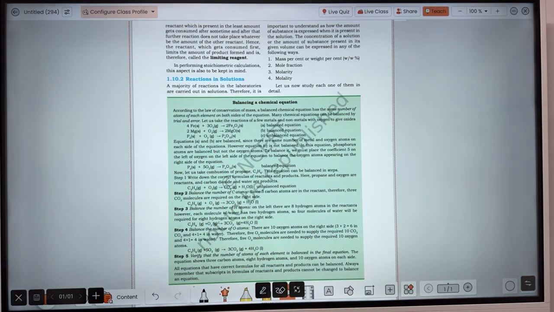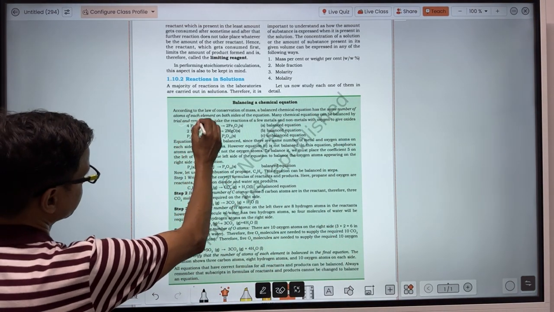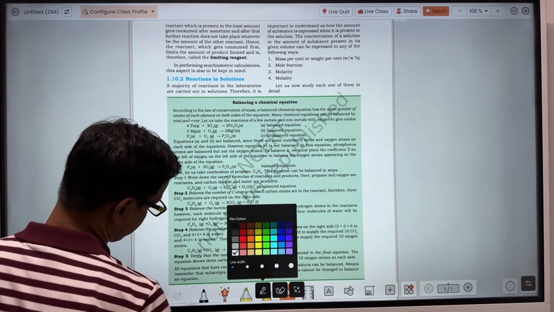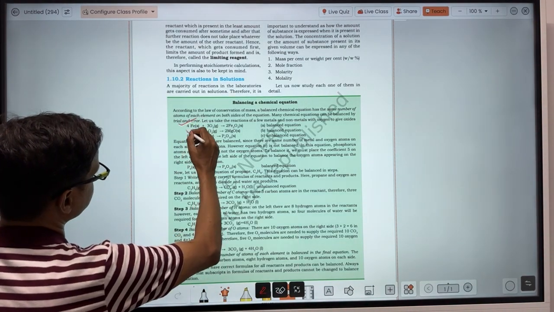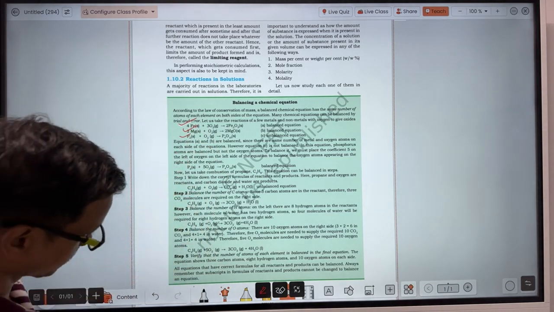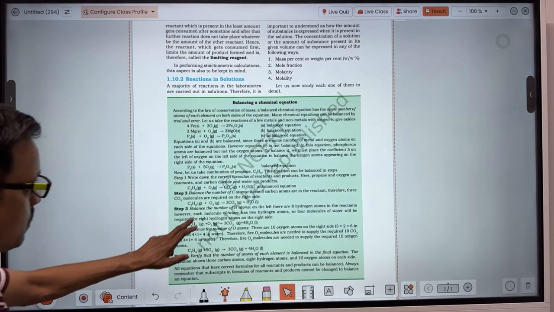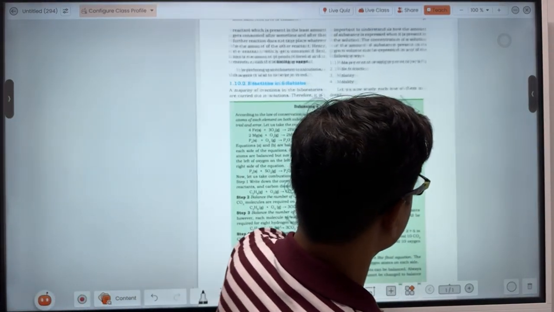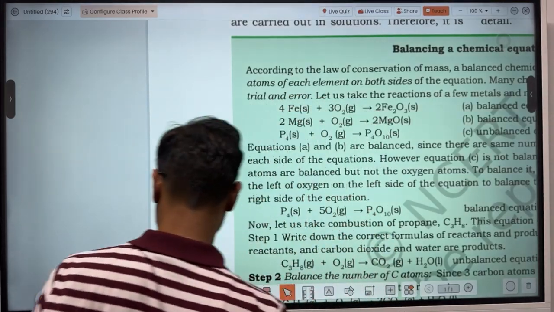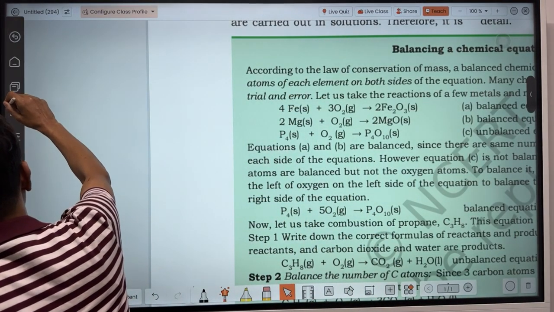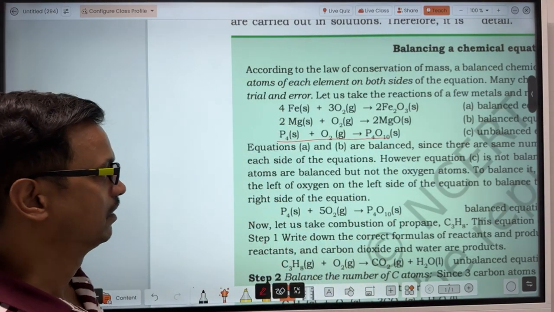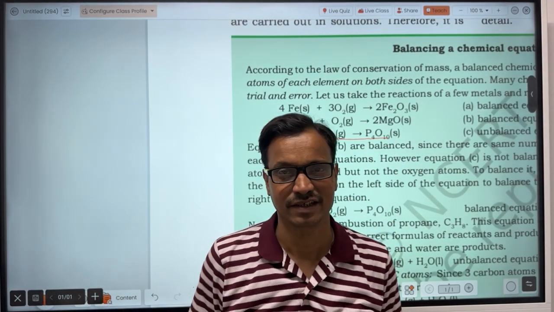First one is about balancing. This equation is already balanced, so about that we shall not discuss. This equation is also already balanced. This equation is not balanced, so about that we will first discuss how to balance it. Let's see here. We will balance this equation.